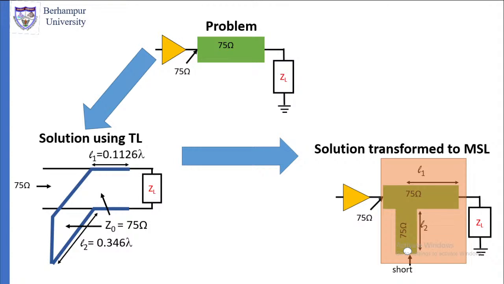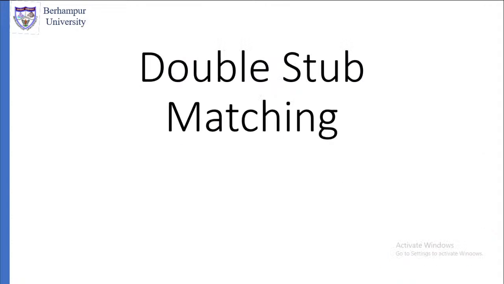In double stop matching, what we do is we take two stops, keep the distance between these two stops fixed, and we use these two stops on the main transmission line at a fixed distance from the load. Then we change the length of these two stops. If we change the length of these two stops appropriately, then they will be matched to the load. Now if the frequency changes, or if the load changes, we can change the length of the stops using a plunger. So that way it will be easier to match. That is what is double stop matching.